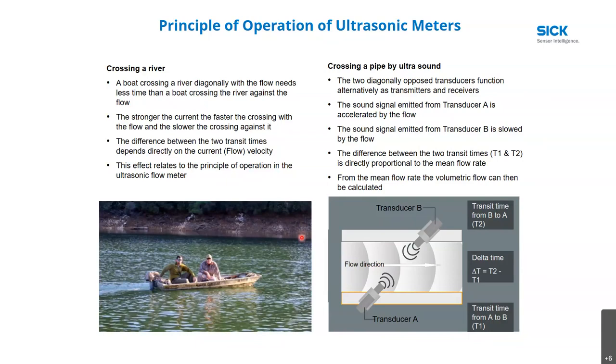If we look at the illustration here on the right, we have one transducer upstream and another one downstream. Instead of a boat crossing a river, we have a sound wave that is going across the flow of the gas. The sound wave going with the flow of the gas is much faster than the one going against the flow of the gas. And so you get a difference in time, or a delta time. That information is fed into an equation that can calculate how fast the gas is moving down the pipeline.